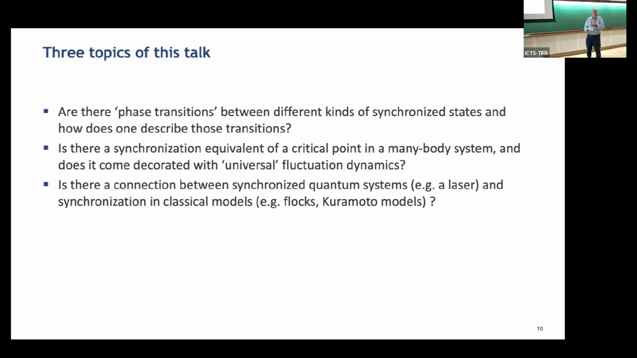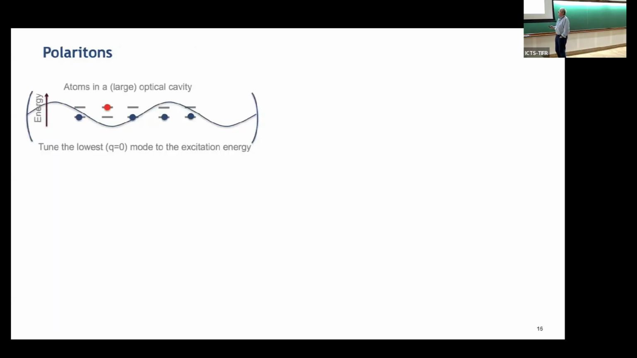Is this critical point analogous to a thermal phase transition? And can I do theories about that? Does it come decorated with fluctuation dynamics? Is there some kind of universal theory? And by the way, is there any kind of connection between quantum systems, which I just talked about, like a laser, and synchronization in classical models? And I'll partially answer, I think, most of these questions.